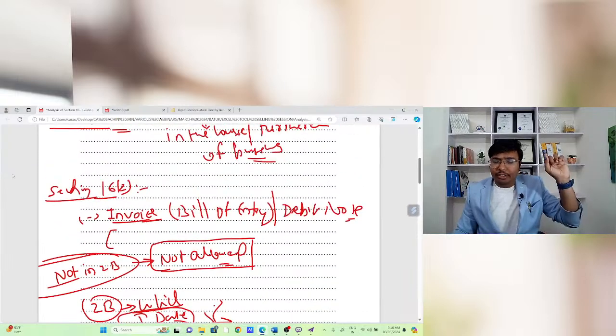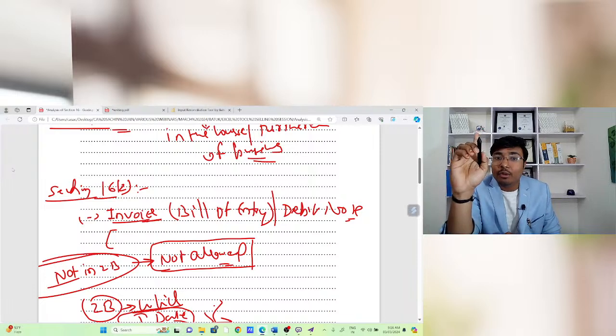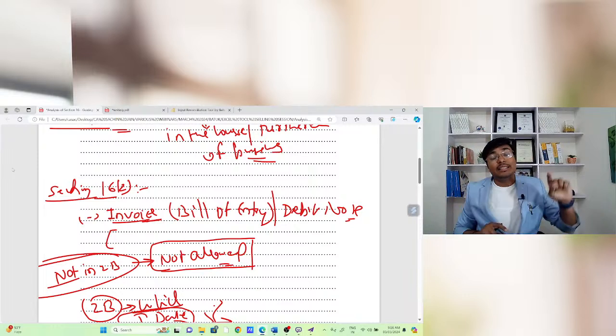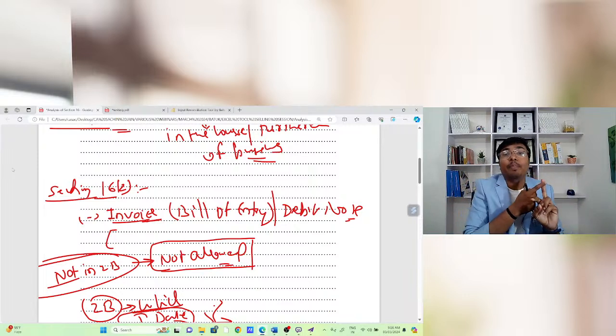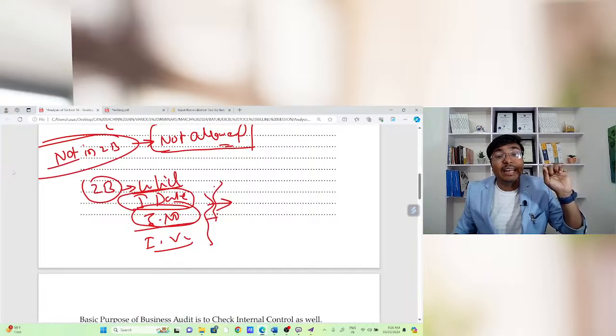Suppose the very basic condition of Section 16(2) is that you have the invoice, bill of entry, or debit note, and the definition of the invoice mandatorily says that you need to have the invoice number in a correct way. And if the invoice number is wrong, in that case your invoice should not be treated as a perfect invoice, or should not be treated as a right invoice.